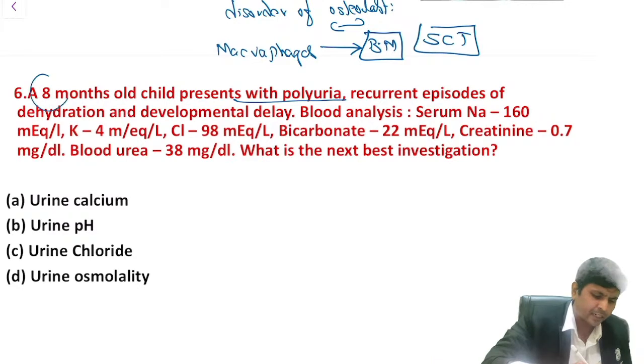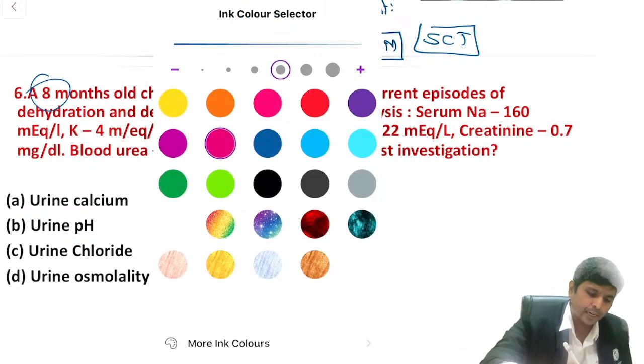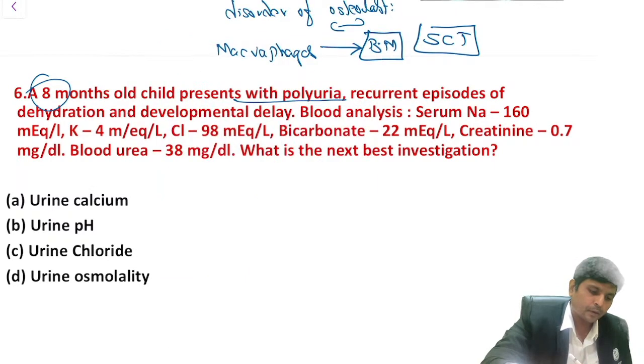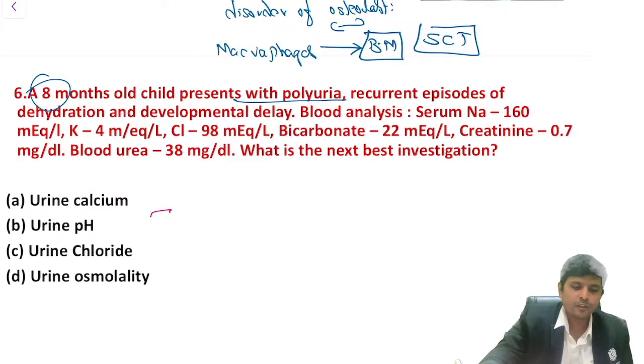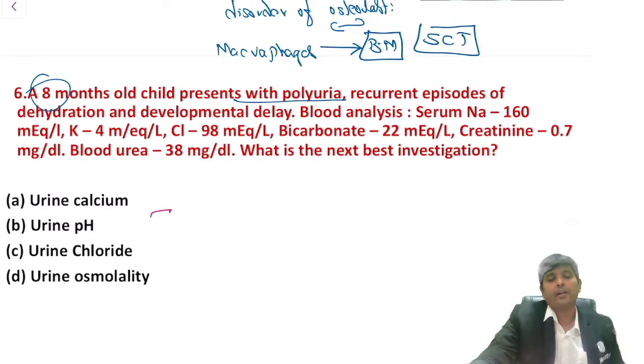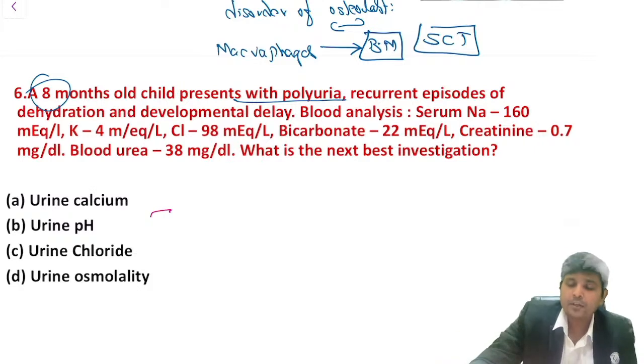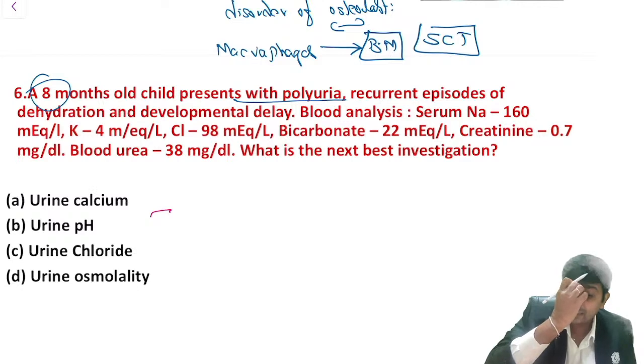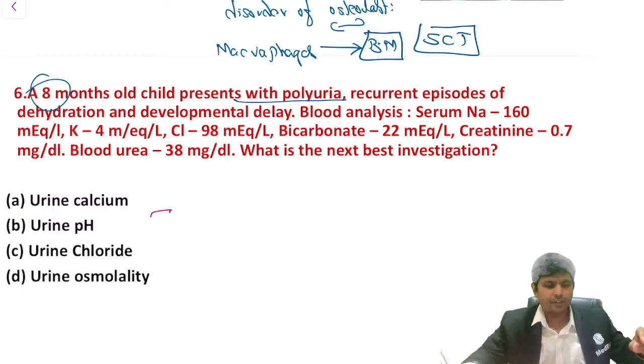But look at this child. This is an 8-month-old child, so less likely to be diabetes mellitus. And we don't know whether it is a case of diabetes insipidus. Other causes of polyuria are renal tubular disorders. Let us have a good revision here.